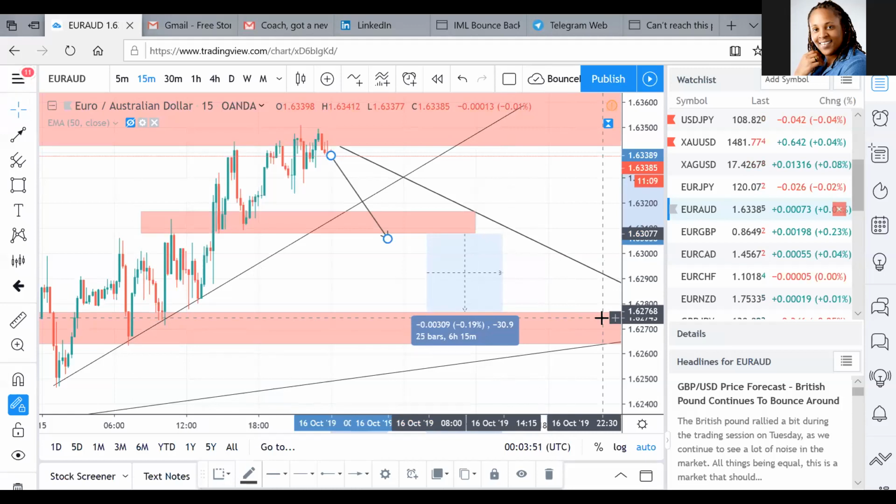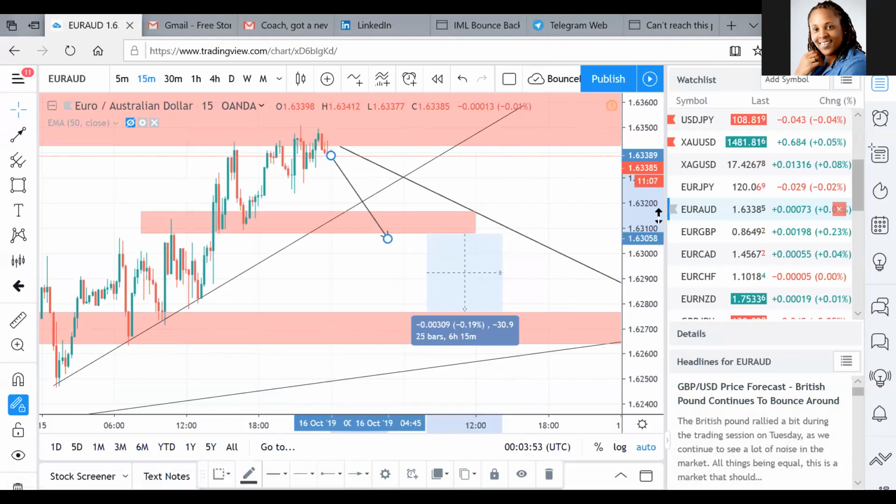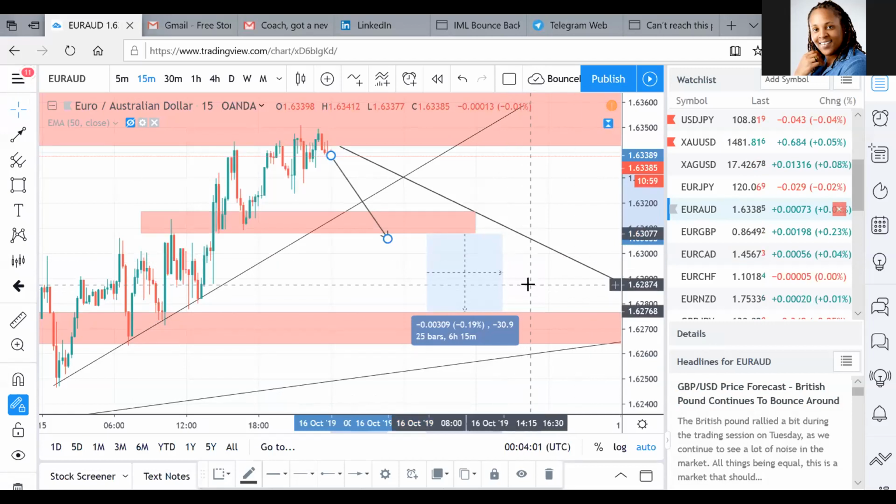If I gave you 30 pips right now, would you be happy? 30 pips worth of a trade, and I'm giving you 30 pips. Would you not be happy?